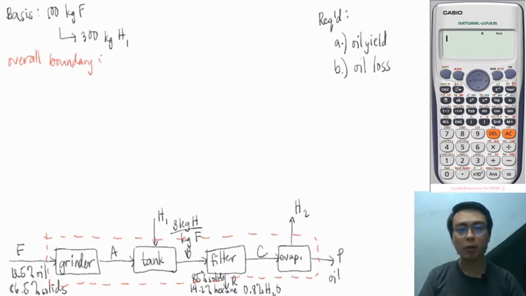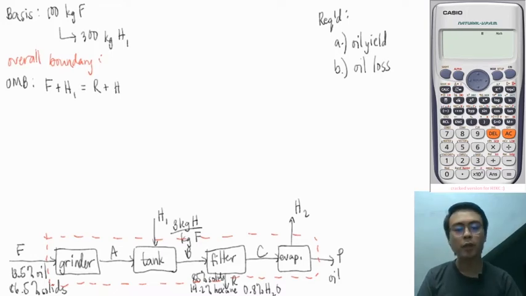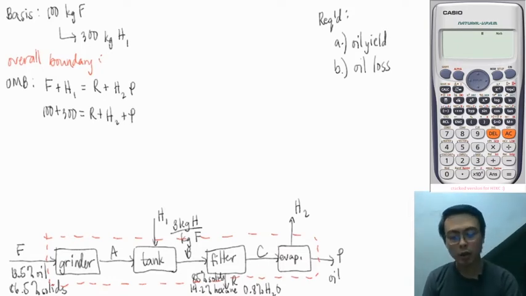Okay, moving on. For the overall boundary, let's perform the OMB. What is your OMB for the entire system? Coming in is F and H1, and coming out is R, H2, and P. We have specified the basis for the value of F, and we have subsequently solved the value of H1 coming from the basis. So we can substitute 100 plus 300 is equal to R plus H2 plus P. This is now our equation 1.